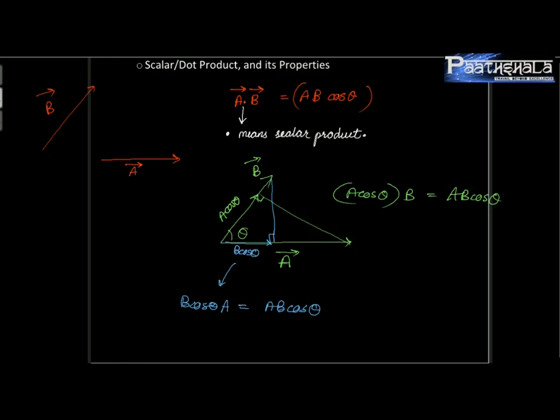For instance, work is given as force dot displacement. Displacement I am denoting as delta S for some particular reason. Power is given as force dot velocity. We have seen that these are scalar quantities, and the resultant of the dot product or the scalar product of two vectors is a scalar quantity.